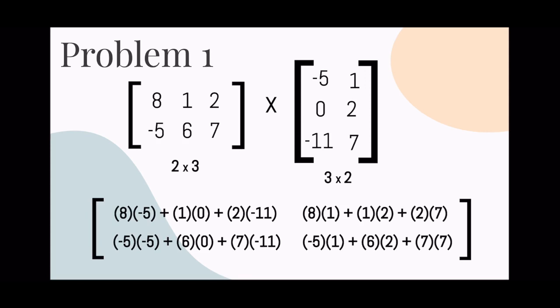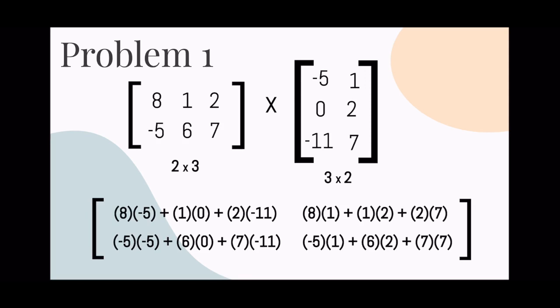The value on the top right would be 8 times 1, plus 1 times 2, plus 2 times 7. The value on the bottom left would be negative 5 times negative 5, plus 6 times 0, plus 7 times negative 11. The value on the bottom right would be negative 5 times 1, plus 8 times 2, plus 7 times 7. Although it may seem confusing, more practice allows you to see the basic pattern.